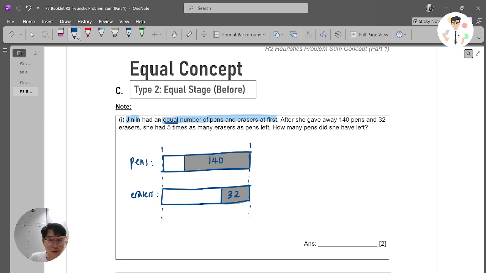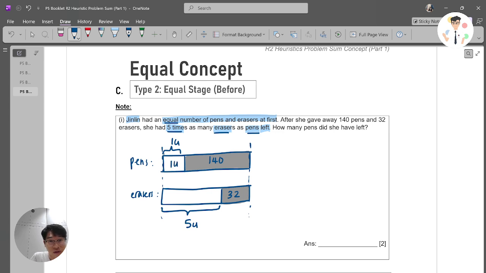Now, the question: she had 5 times as many erasers as pens left. Now, I know this white color is what I have left. 5 times as many erasers as pens. So are there more erasers or more pens? Erasers. Very good. How many more? 5 times. So I know that this part is supposed to be 5 times. This part is supposed to be what? 1 unit. Again, 1 unit, 5 units. Since I know this is 1 unit, I'll just write 1 unit, right?